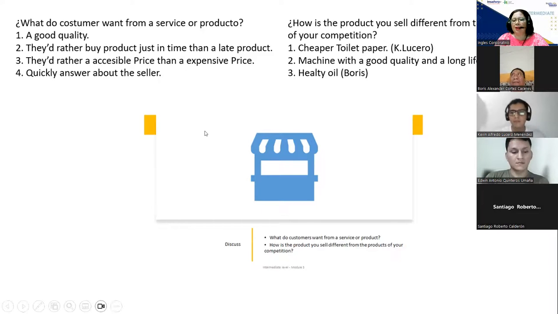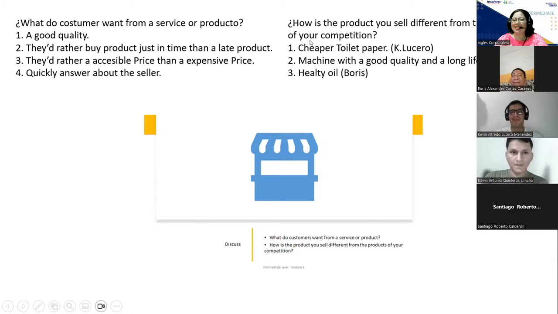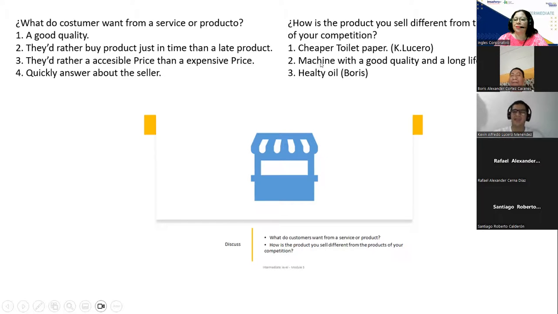So let's see what they concluded about how the product you sell is different from the other products of your competition. This is about different products from their companies. Okay, so can you explain this, please? Yeah, we took our companies, and my company is Aladoradas, and our different product is cheaper toilet paper. And Rafael works in a company, and he sells machinery with a good quality and a long life.